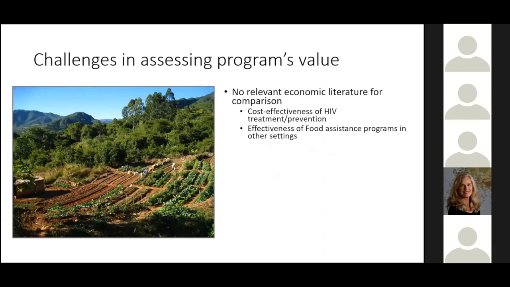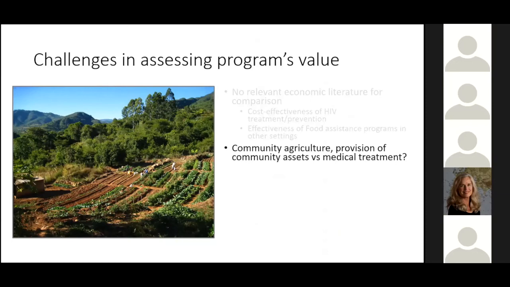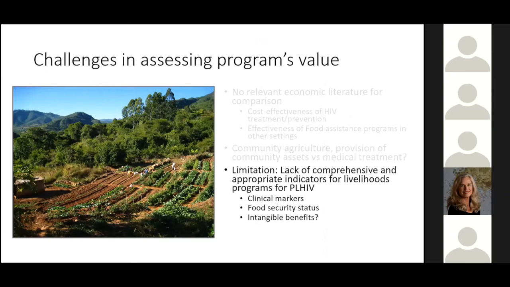We found evidence on cost effectiveness of treatment and prevention of HIV. We found evidence on the effectiveness of food assistance programs on our outcome measures and other settings. But how do you compare community agriculture and asset provision with medical treatment? A major limitation was the lack of comprehensive and appropriate outcome indicator for livelihoods programs for people living with HIV.